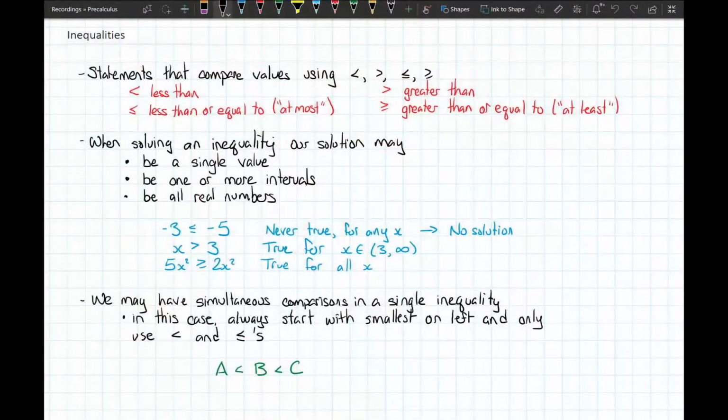Hello and welcome. In this video, we're going to take a look at inequalities. There are a few different types that we're going to look at, and for each of those types, there are a few different strategies involved. But first of all, let's take a look at what an inequality is.